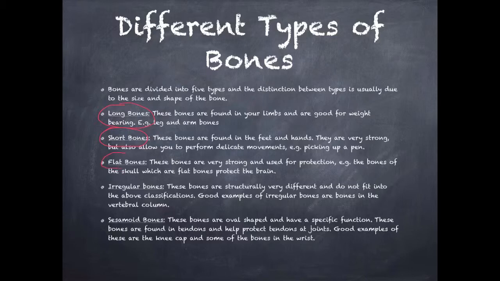Flat bones, which are good for protection, such as your sternum and your skull. Irregular bones, which you find in the vertebral column that make up your vertebrae. And the last type, sesamoid bones, which are like small pebbles, oval shaped, and you can find them, for example, in the kneecap, such as the patella.